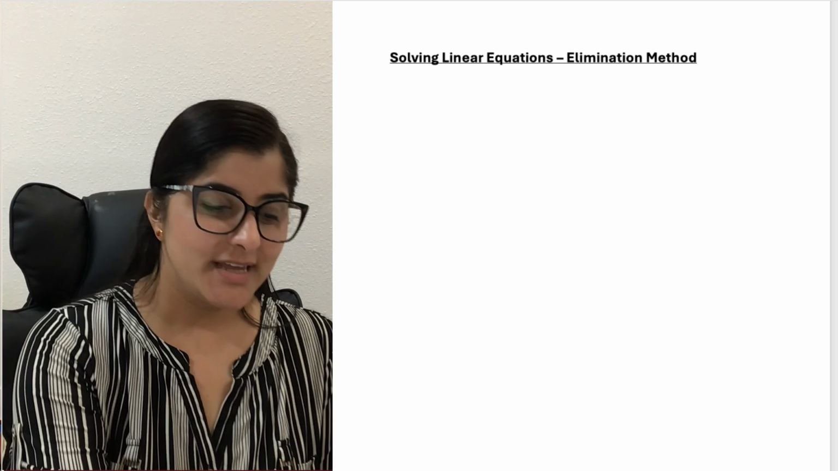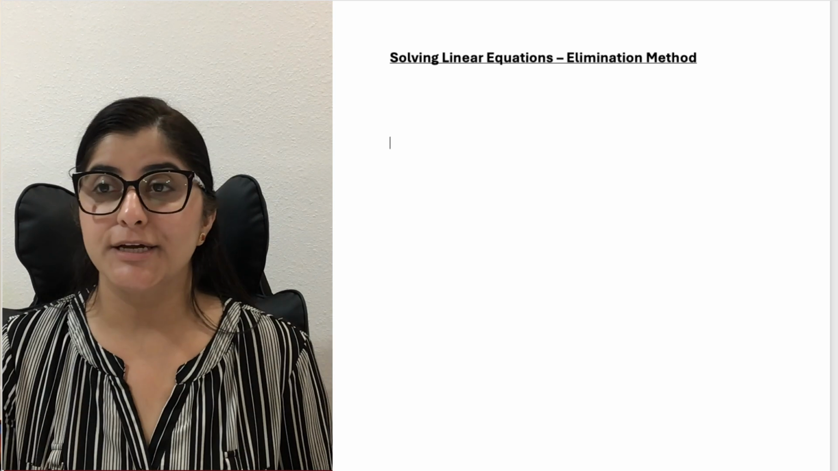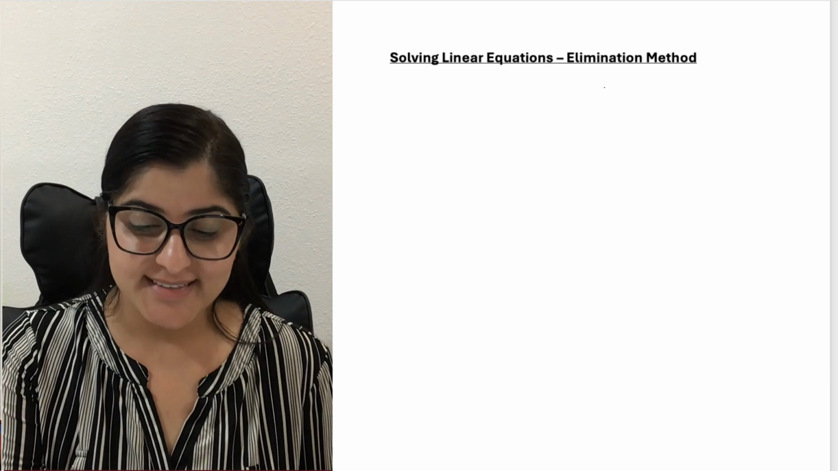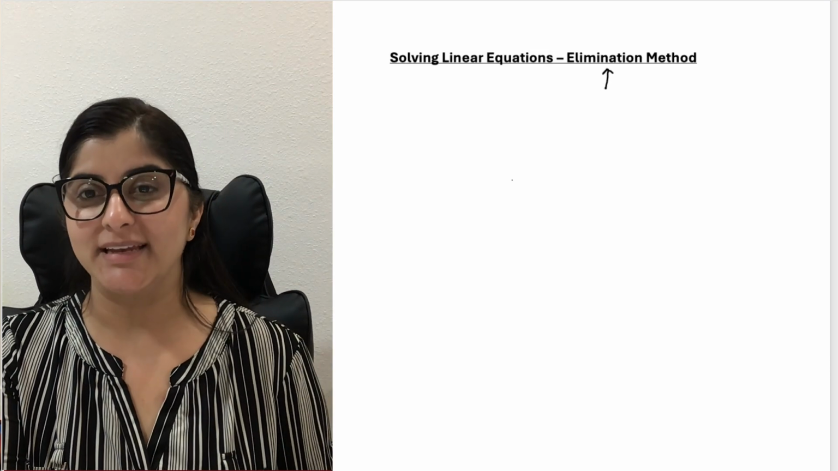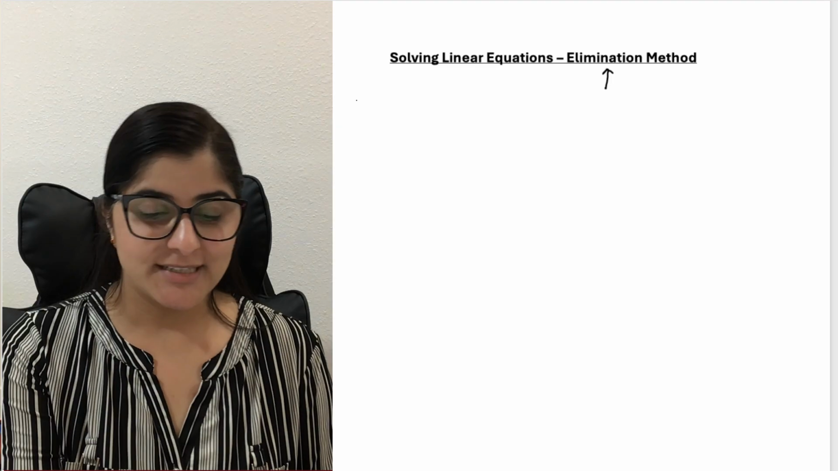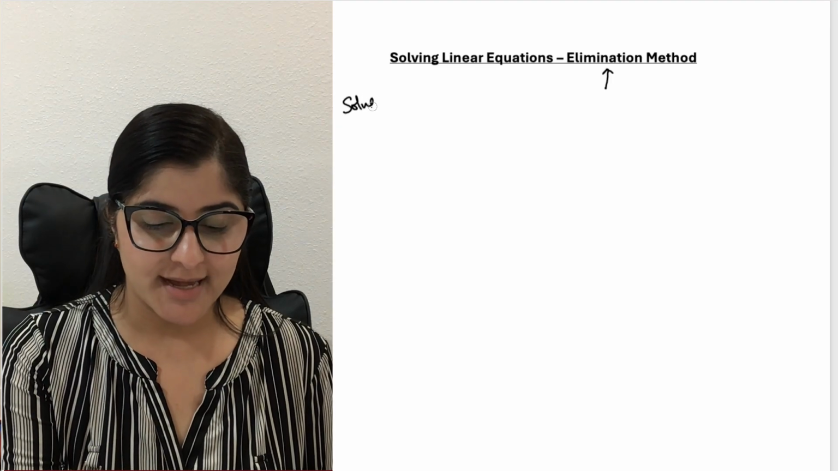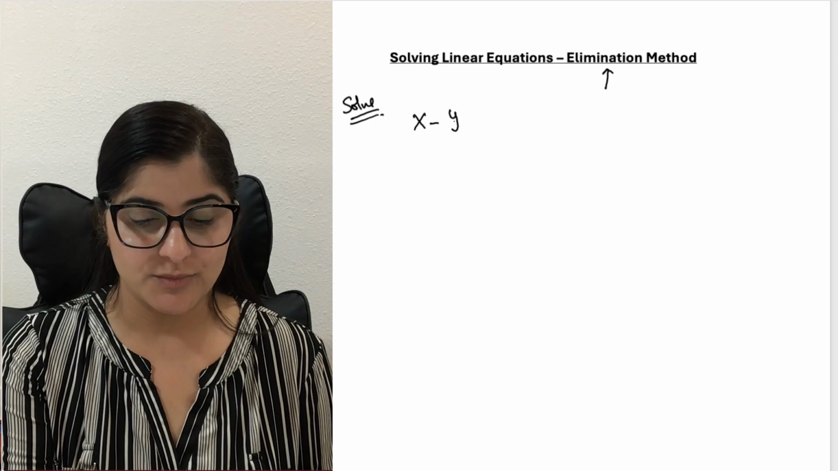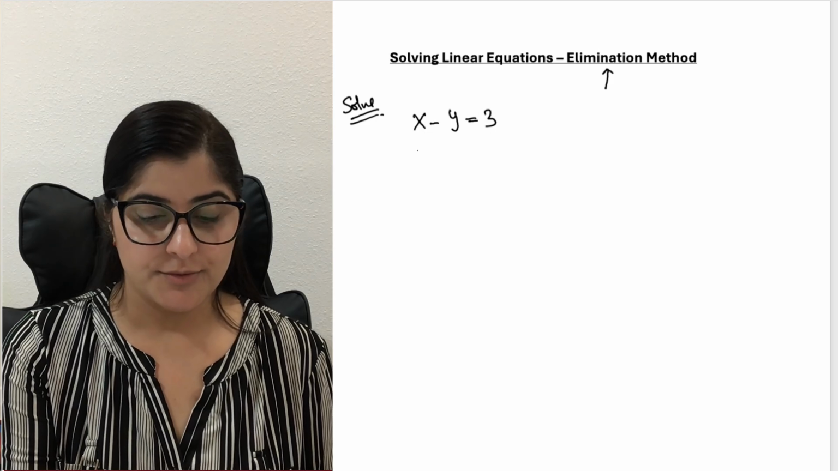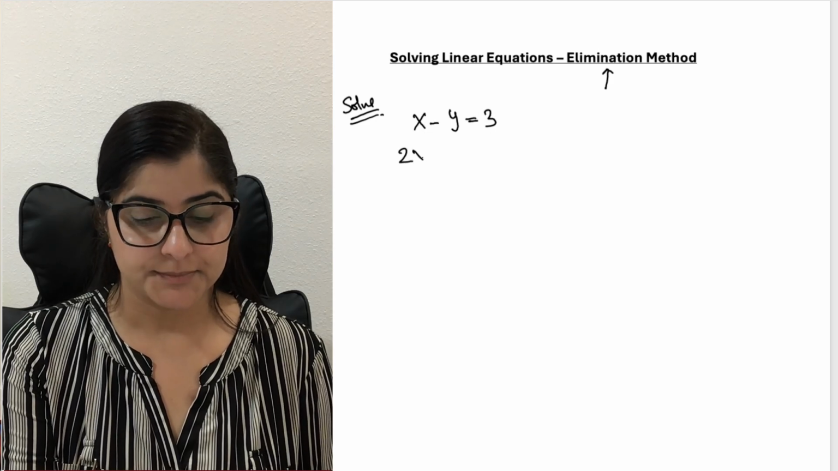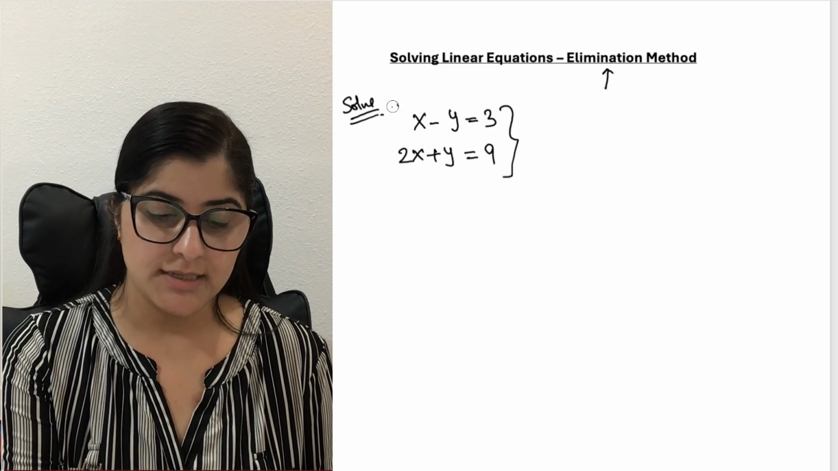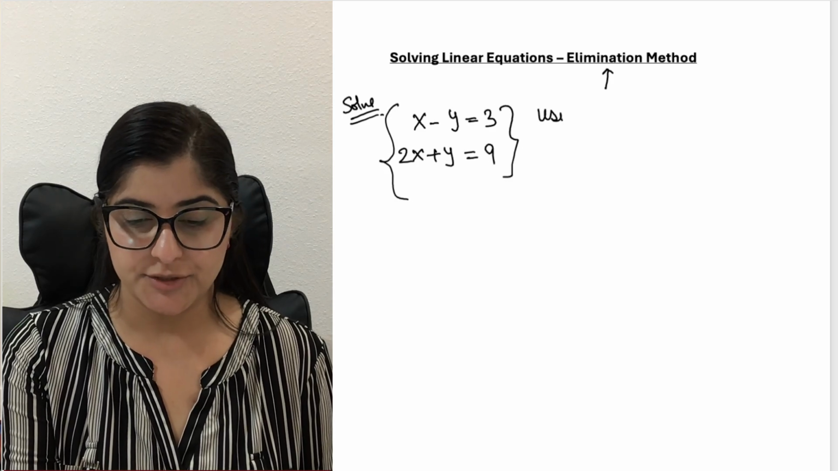Now we have to see how we can solve linear equations using the elimination method. From the name, it is clear that we are going to eliminate something. So let's solve one question, and while solving the problem, I will show you all the methods. Suppose we are given the two linear equations, and now we are asked to solve this linear equation using elimination method.